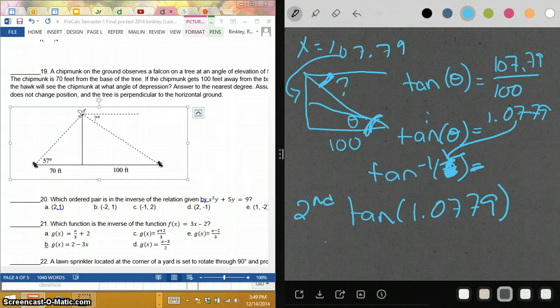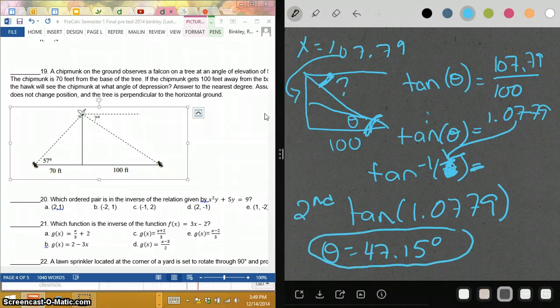That angle that you are looking for, theta, is equal to 47.15 degrees. So that angle is 47.15 degrees. Don't ever forget what you're looking for. You're looking for an angle in this one. You're not looking for height, you're not looking for length, you're not looking for the tangent. You're looking for the actual measure of the angle. So you can kind of check your answer based on what you think that angle should be. Alright? And that was 19.